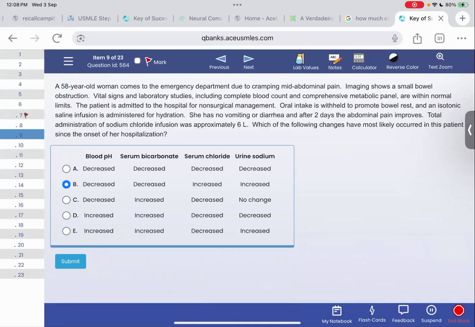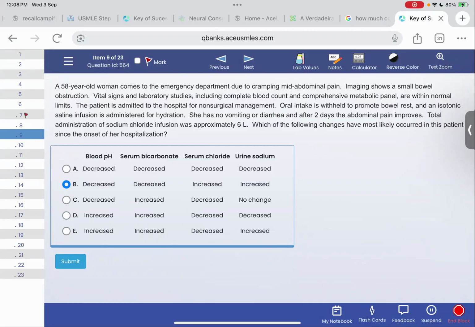Which of the following changes have most likely occurred in this patient since the onset of her hospitalization? A 50-year-old woman comes to the emergency department due to cramping mid-abdominal pain. Imaging shows a small bowel obstruction. Vital signs and laboratory studies, including CBC and comprehensive metabolic panel, are within normal limits. The patient is admitted to the hospital for non-surgical management.